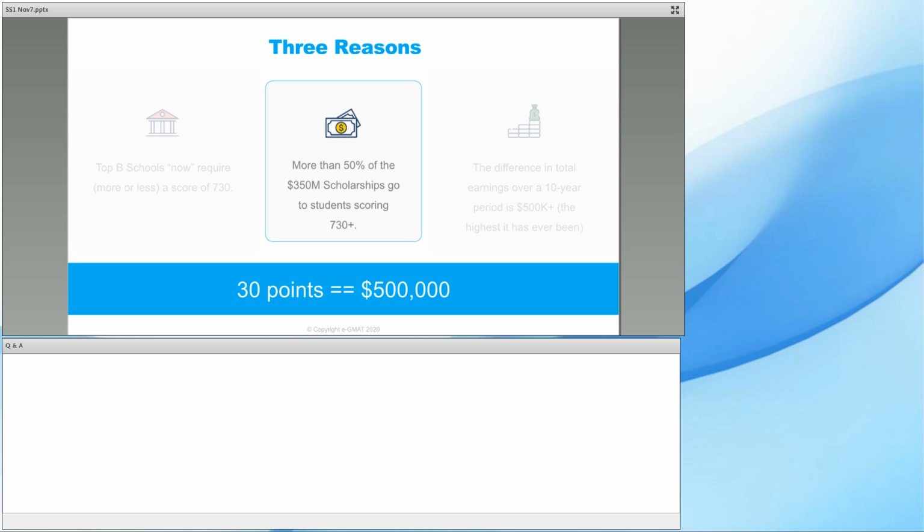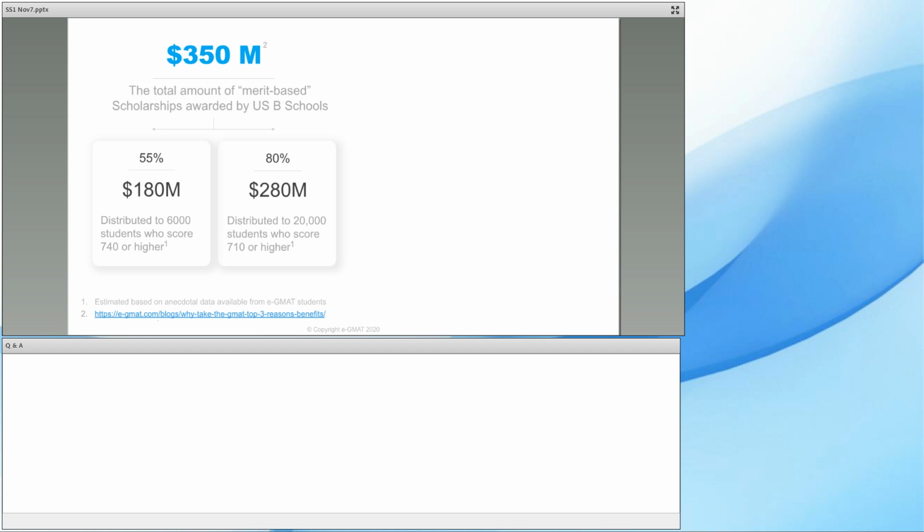The second reason: when you look at scholarship money, there's a lot of scholarship money that these schools give out. So $350 million in the US, but $50 million in Europe or so. Based on our estimates, more than half of that scholarship money goes to students who get to that score of 730 or higher. So if you look at some of the math, this is what US B-schools give out as merit-based scholarship. And e-GMAT has got about $40 million worth of scholarship money every year. And based on our estimates, about 55% of this money goes to people who get to that score of 740 or higher.